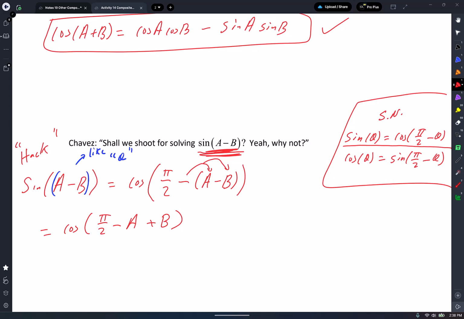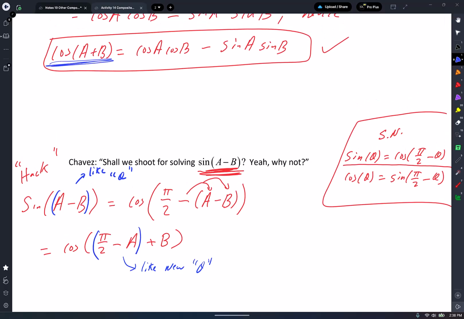Are we still okay? What do you think, Lizette Rodriguez? Right. Now look what I'm going to do, guys. I'm going to put a parenthesis right there. I can put parentheses wherever I want. So now this is like my new theta. Do you guys see that? And we just figured out what cosine of theta plus B is. Look, it's right here. Cosine of some angle plus some angle is this formula. Do you guys see that? Or am I just talking gibberish, or do we genuinely see that?